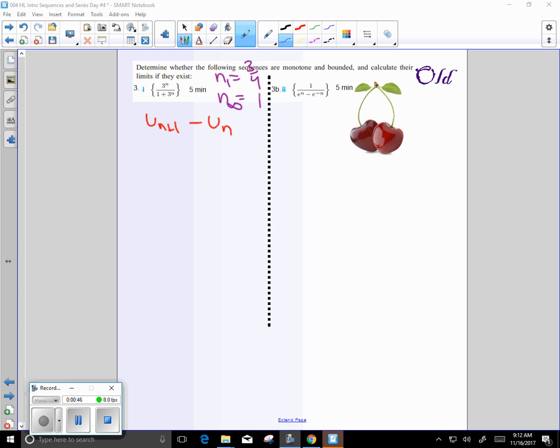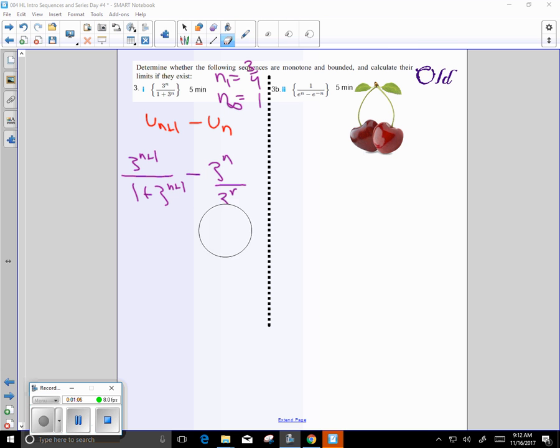Why? You're starting at 3/4 and you're going to 1. So it's probably going to increase. Let's see if that's what we get. So you have 3 to the n plus 1 over 1 plus 3 to the n plus 1 minus 3 to the n over 1 plus 3 to the n.